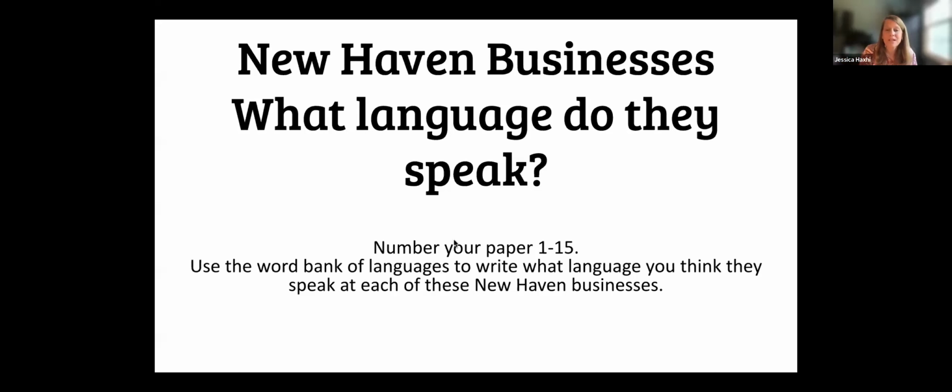So the kids number their papers. Here's my sneaky English again. I have that, but I don't say it in English. I just point to it. Kids number their papers 1 to 15. They have a word bank of languages. So that's something you can make in any language. You have a word bank there. It says English, Japanese, Spanish, Chinese. And then you don't even need a handout. They just have a piece of paper. They've numbered it 1 to 15.